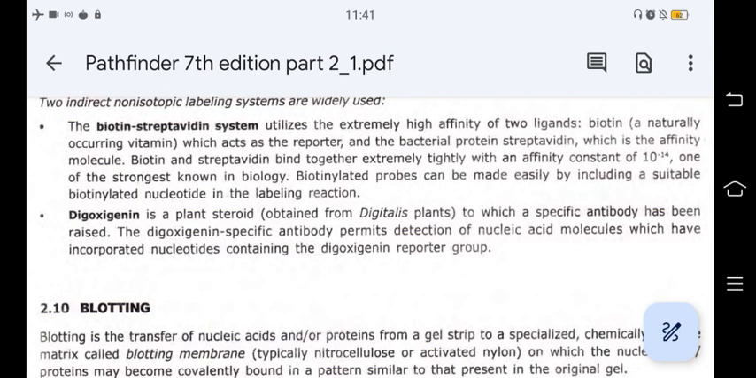The digoxigenin specific antibody permits detection of nucleic acid molecules which have incorporated nucleotides containing the digoxigenin reporter group.